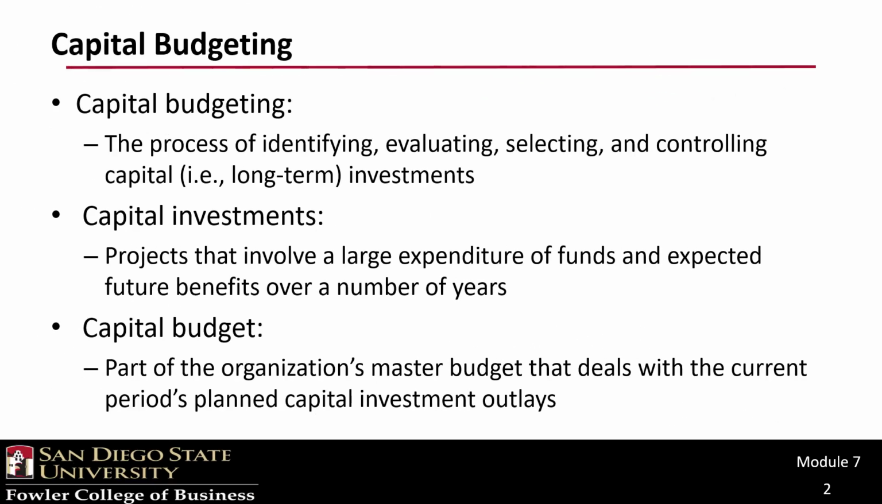Capital budgeting is a subset of budgeting. So we think about capital budgeting as being associated with long-term or capital investments. So these are investments in factories, machinery, more long-term assets. A capital investment is a project that involves a large expenditure of funds and is expected to benefit future periods over a number of years. And the capital budget becomes part of the overall budget.